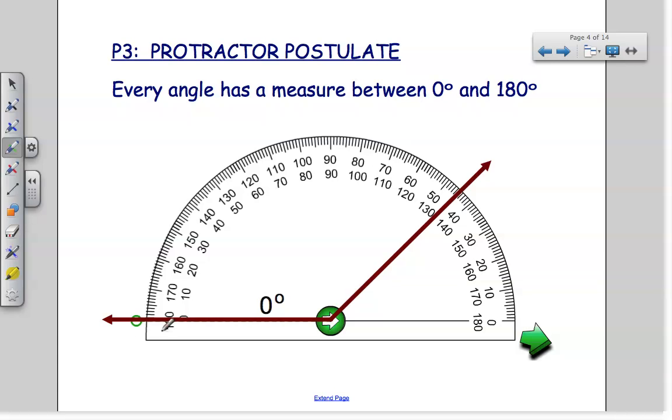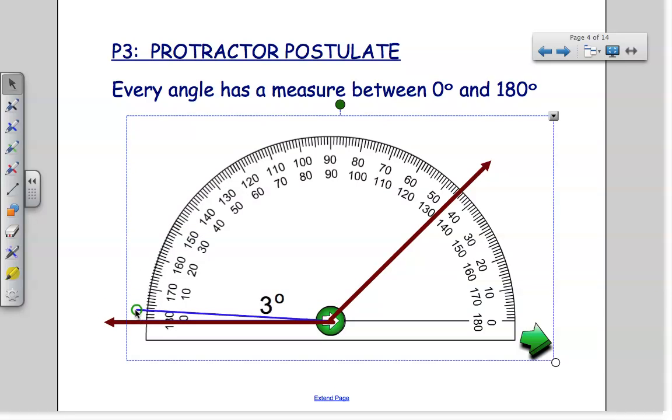0 would be really no measure, but if you notice I can take this and move the ray. Here we go. I keep going and I increase my angle measure if this is that second ray.